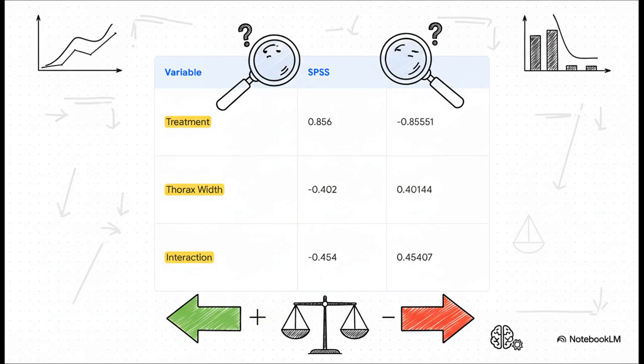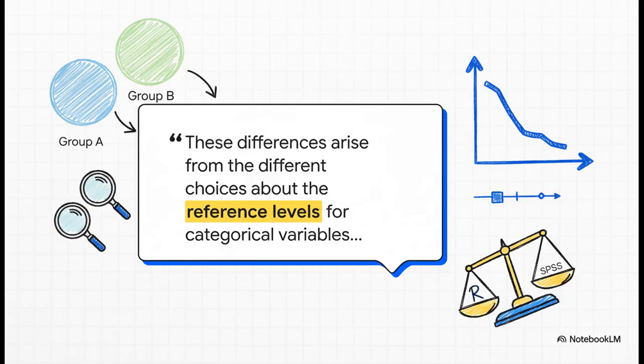Look at the numbers. They're totally different. Some are even positive in one program and negative in the other. So what gives? Is one of them just completely wrong? Nope, neither one is wrong. As an expert over on the forum Stack Exchange explained, the entire difference comes down to a default setting.